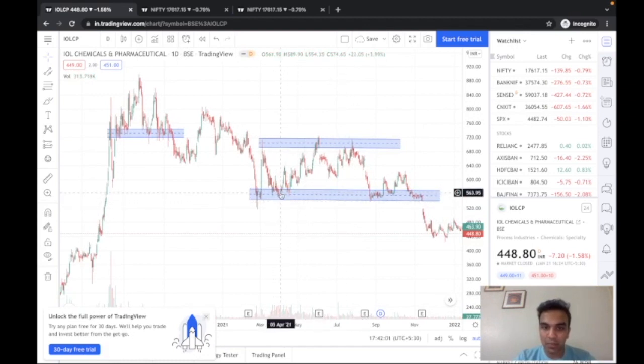And then the same thing is visible even here. The stock takes support here. It goes up, comes down. It goes back up again. It goes here, takes support. And now it's reversed from a slightly lower level, right?